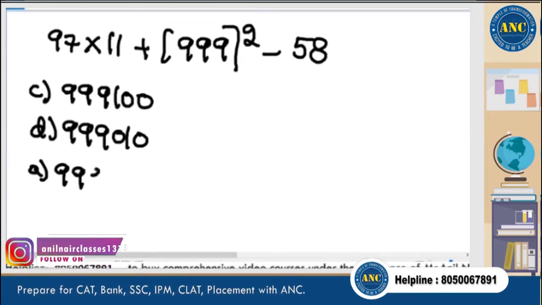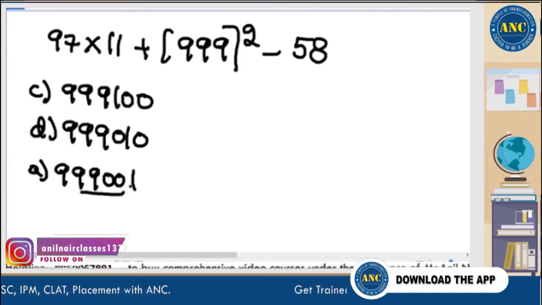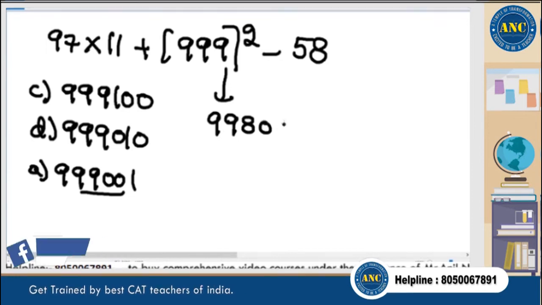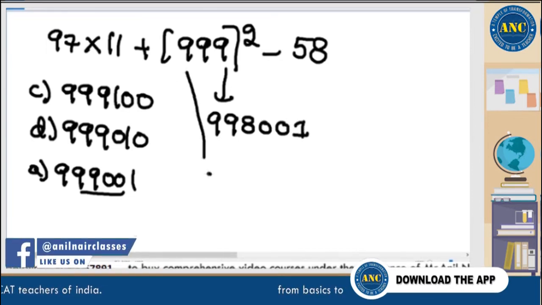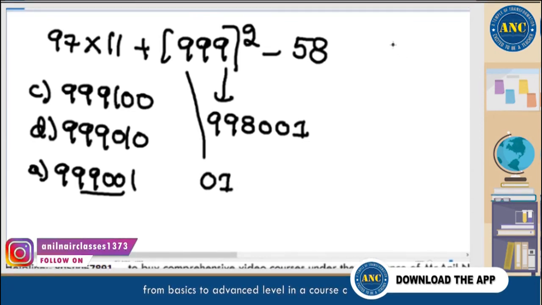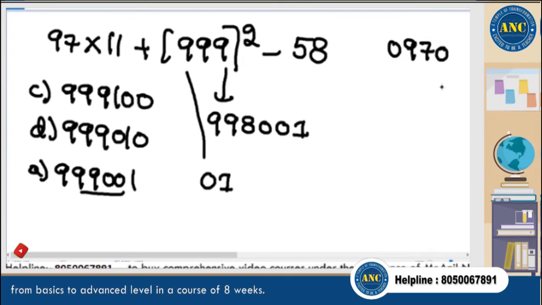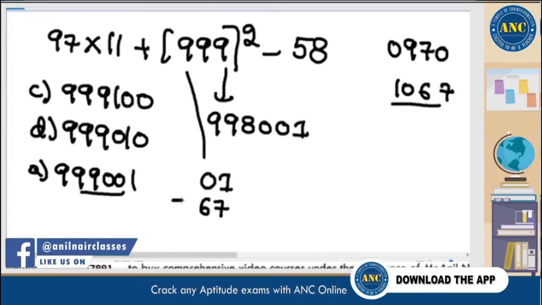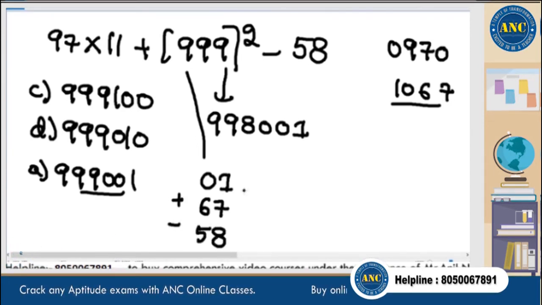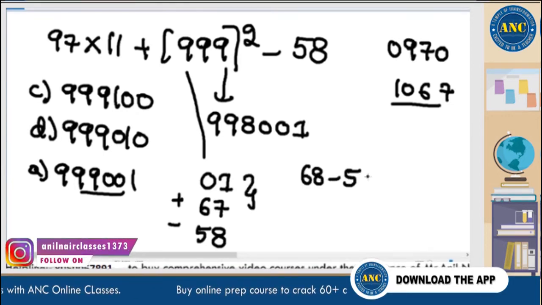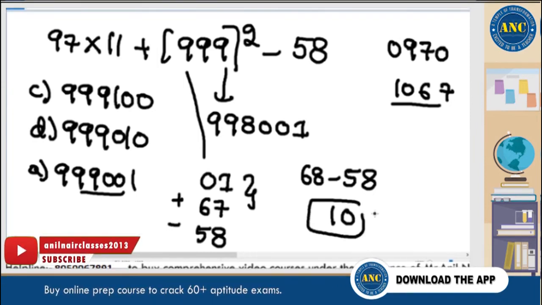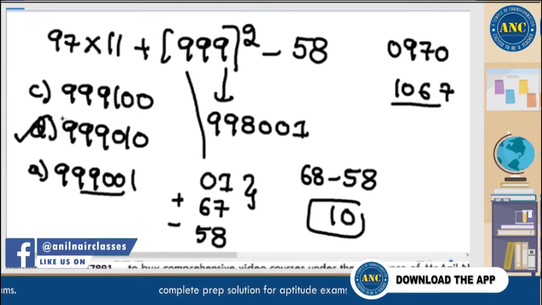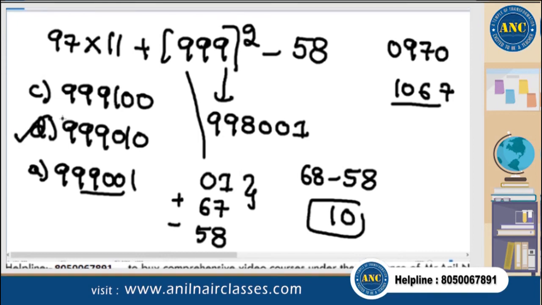A, 999001. Now only play with the last two digits. What is 999 square? That is the reason I discussed the concept. 998001. So the last two digits of this number is 01. 97 into 11. Already we did 0970, 716, 1067. Last two digits is 67 minus 58. 67 plus 1 is 68. 68 minus 58 is 10. Last two digits should be 10. So answer is this one. I hope the concept is clear, right, sir? Idea is clear.